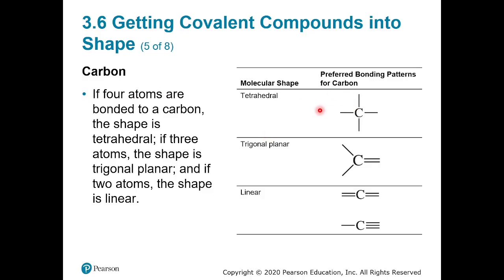So let's go ahead and look at carbon and the different possibilities it typically falls in. Here we have 4 bonds around it. That's always going to be tetrahedral. If we have 2 single bonds and then a double bond, that's always going to end up being trigonal planar. And if we have two double bonds or a triple bond, that always ends up being linear.